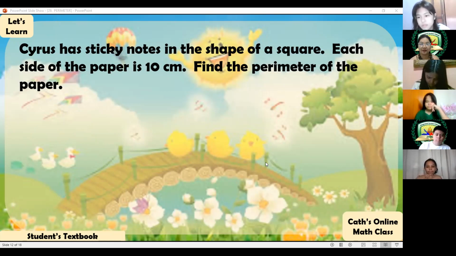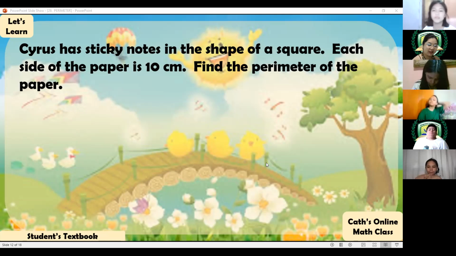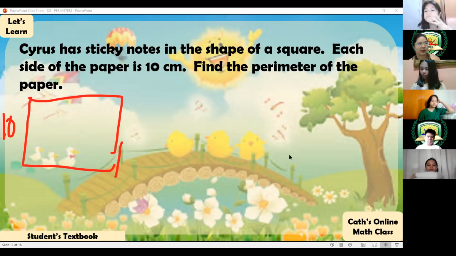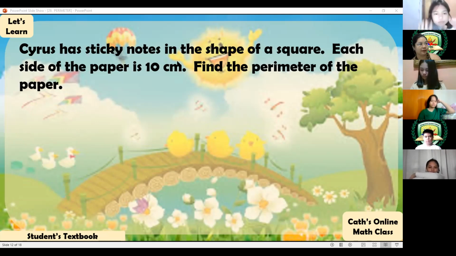How did you know? Kasi square. Tama. Ang square ay congruent side. Gagaling naman mag-analyze. So, 10 times 4. So, you have 40 centimeters. Okay?